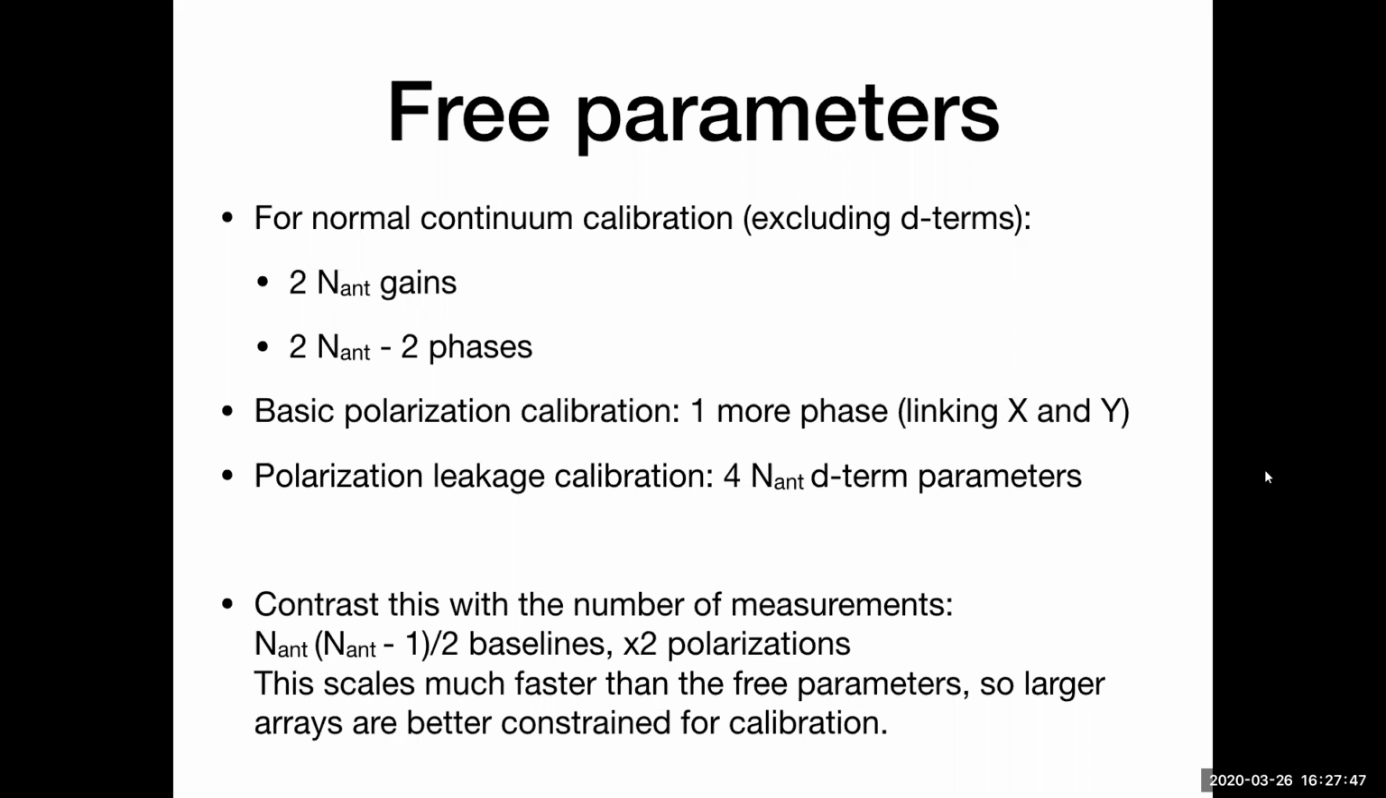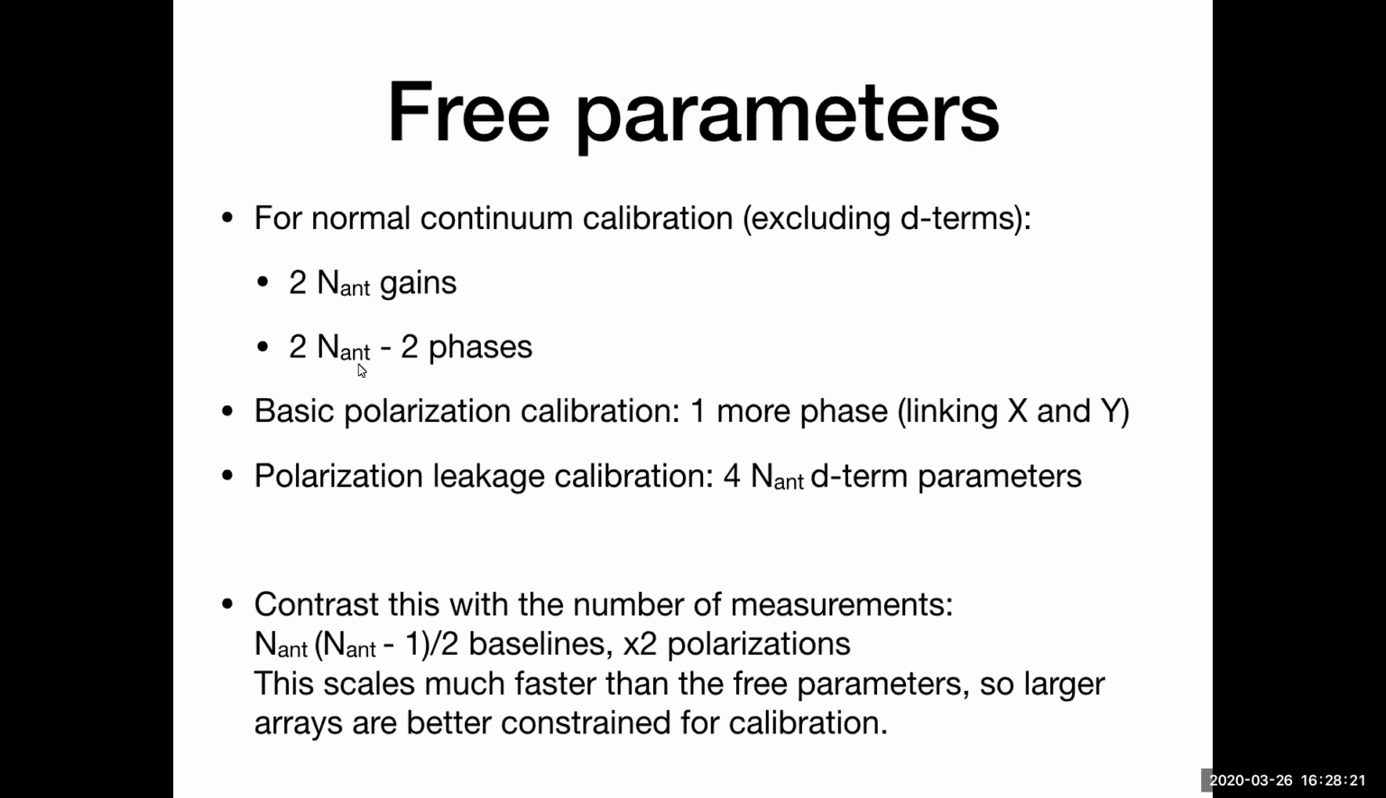And so the reason this is kind of significant is to contrast it with the actual number of measurements that we have to solve for these parameters. The number of measurements is the number of baselines, so with the number of antennas it can baseline with, n minus 1 over 2, times the 2 different polarizations. And so this number scales basically as n squared, the number of antennas squared, whereas all of the calibration scale is the number of antennas.